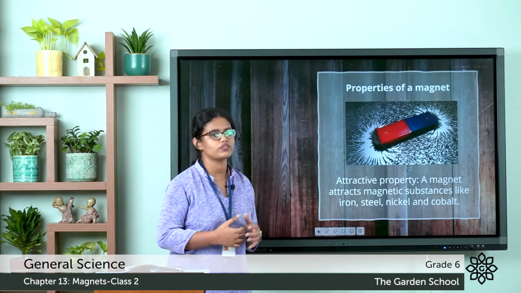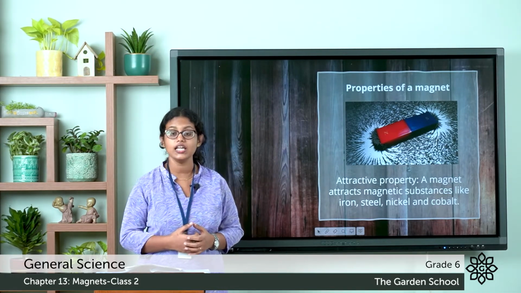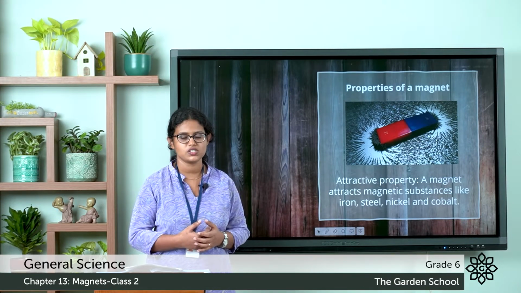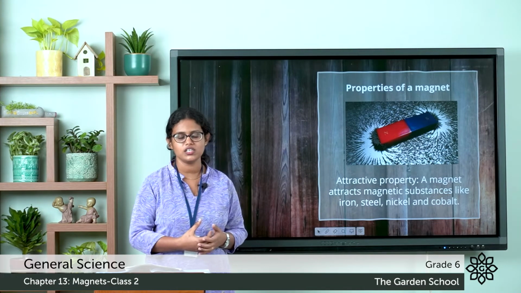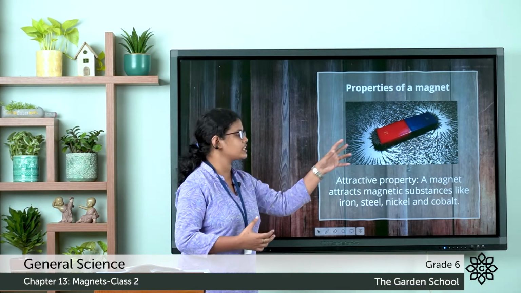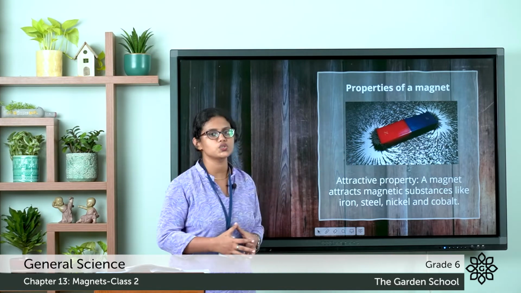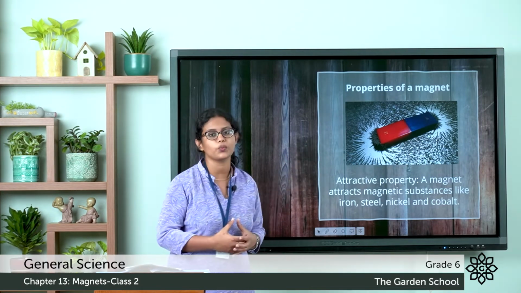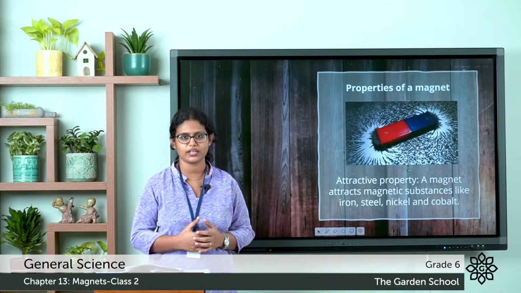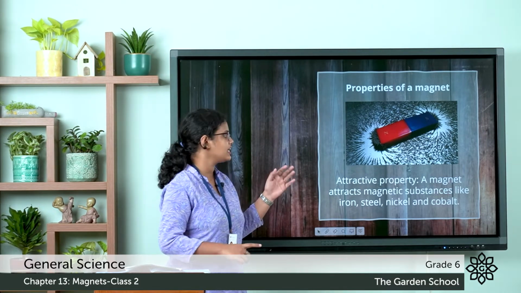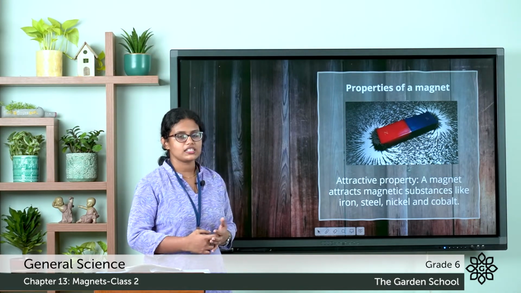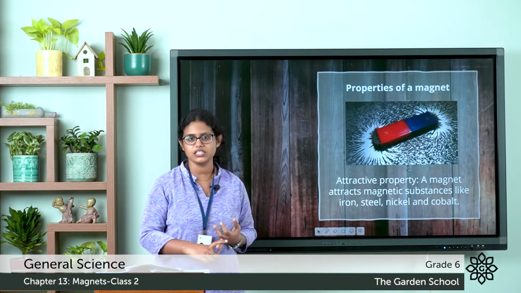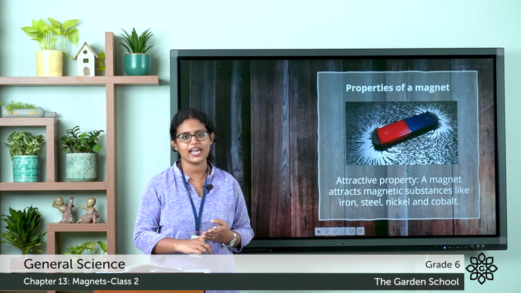And those two ends of the magnet, we call them the poles. That is called the poles of a magnet. So, when you bring a magnet near to an iron filling, as you can see in the picture, it gets stuck into the ends of the magnet. And those two ends, we call poles of a magnet. So, the first property is the attractive property. That is, a magnet attracts magnetic substances like iron, steel, nickel, cobalt, etc.